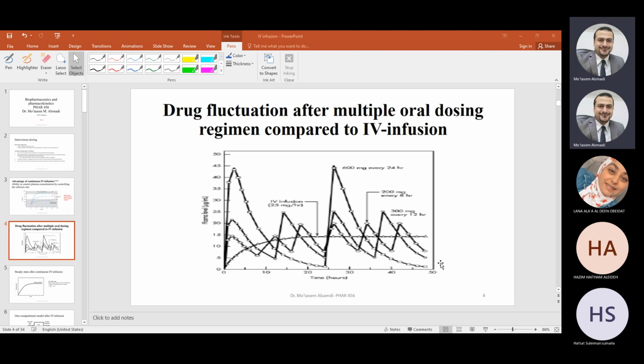Compare this to this scenario. You have given the first dose. Before complete elimination, you have given the second dose. So you have residual drug coming from where? The first dose. Then, before a complete elimination of the first and the second, you have given a third dose, and so on. So you will have accumulation here, but you will not have accumulation here. But what defines whether you have accumulation or you don't?